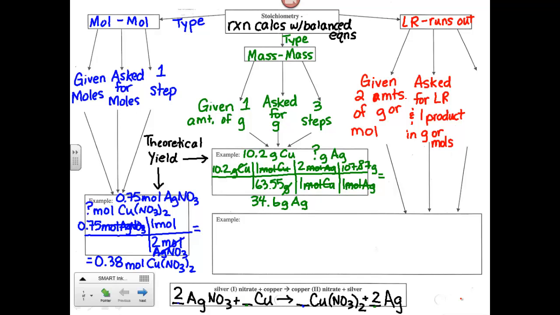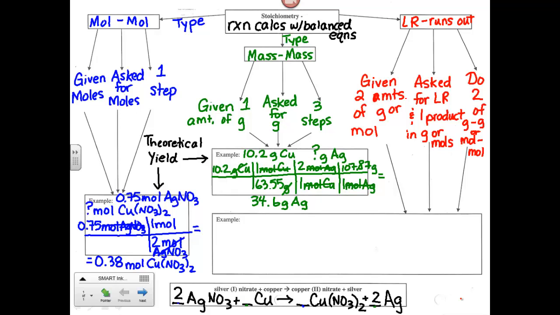What do you have to do for a limiting reactant problem? You have to do 2 of the previous calculations. So do 2 of either the gram to gram calculations or the mole to mole calculations. The key here is for a limiting reactant problem, you have to do 2: 2 of the gram to gram calculations or 2 of the mole to mole calculations. So let's see if we can squish an example in here.